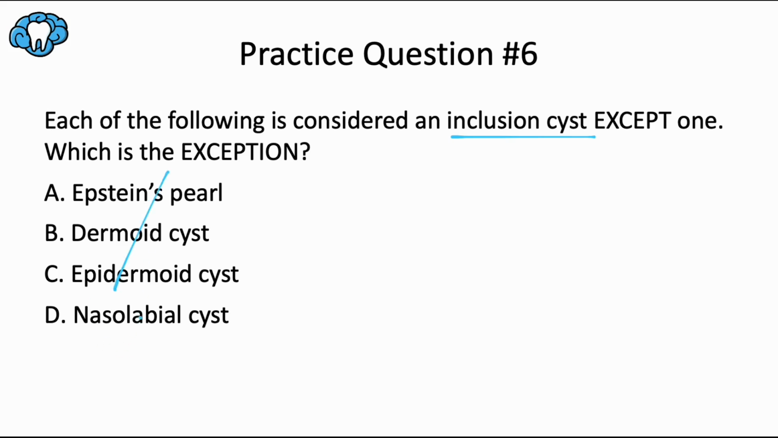Nasolabial cysts arise from the remnants of embryonic nasolacrimal duct tissue, or from misplaced epithelial remnants during the fusion of the maxillary, medial nasal, and lateral nasal processes. It is not an inclusion cyst, though. It's a fissural cyst because it's associated with the lines of fusion of these facial processes during embryonic development. So the answer to this question is nasolabial cyst, which is the only fissural cyst on this list. The other three here are inclusion cysts.